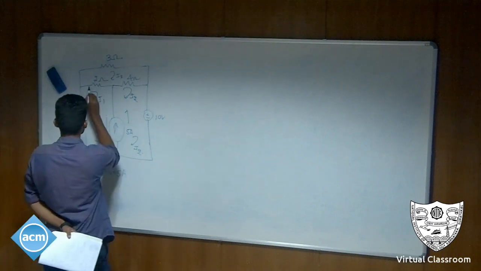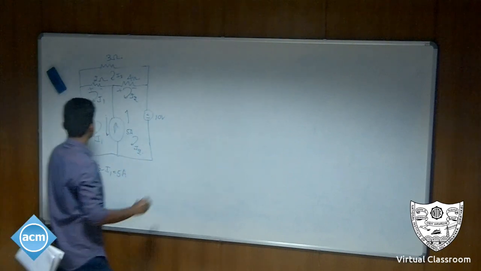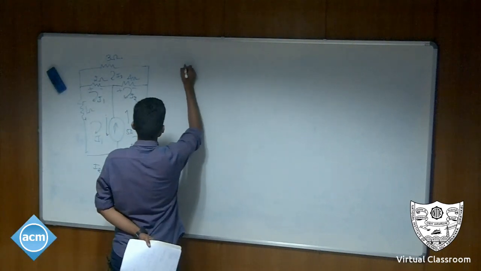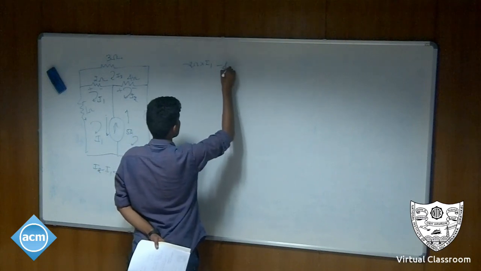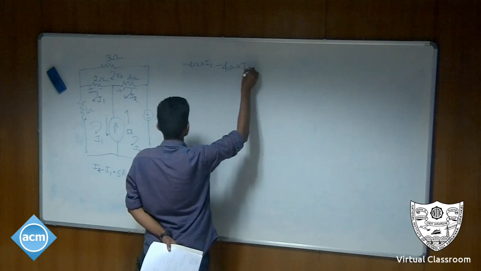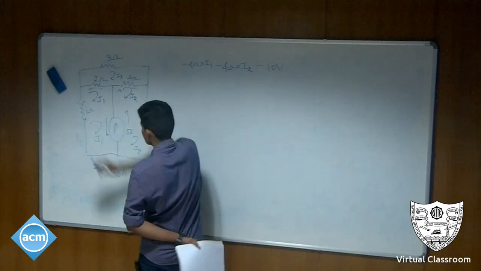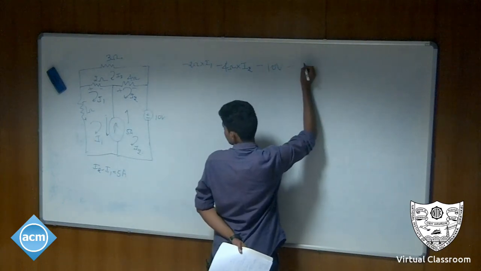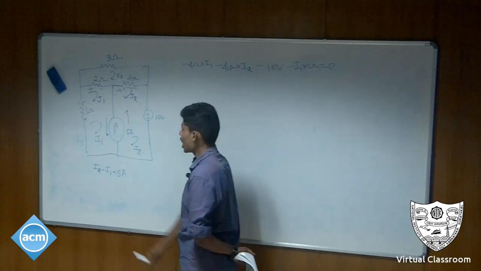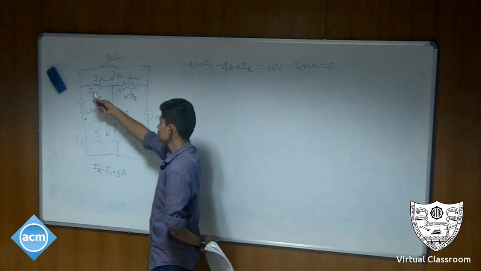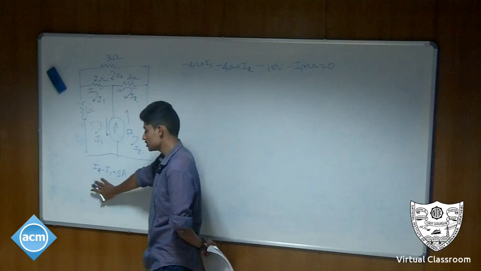So my equation will be plus minus. I will write my equation: minus 2 amps into I1, minus 4 amps into I2, plus to minus again. And then coming back like this, it will be plus minus, so I1 plus 1 ohm. I applied a super mesh, combined these two meshes to form a super mesh, then applied my KVL to the entire outer loop. This is my equation.